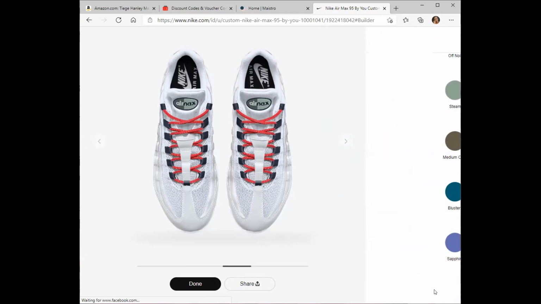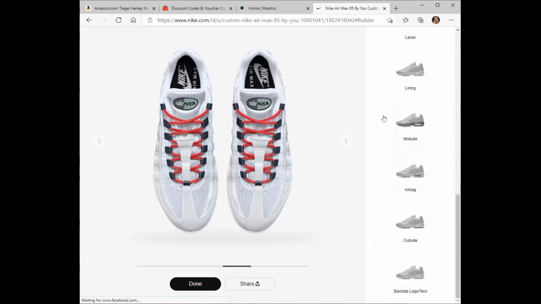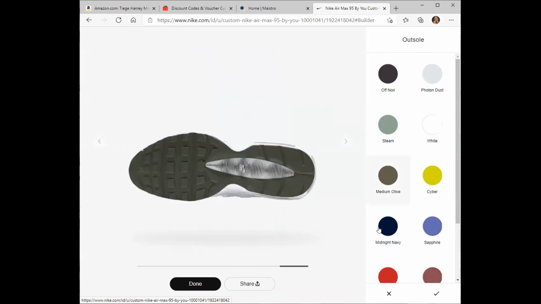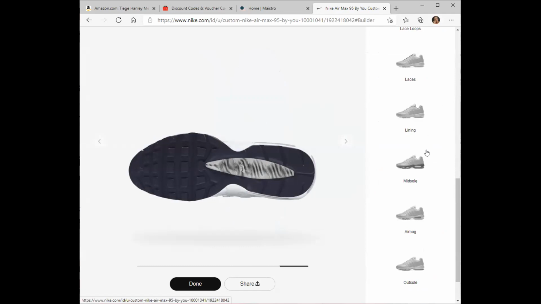Yes, please. I like the university red, so I think I'll leave it at that. Then you can change the outsole as well, right? Which is the bottom of the shoe, to steam green, medium olive, midnight navy. I think midnight navy works. Then you click check and it goes.